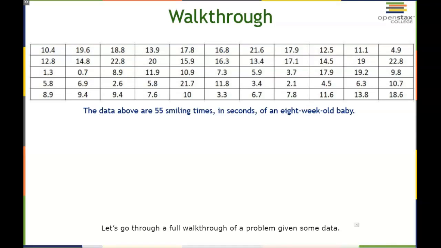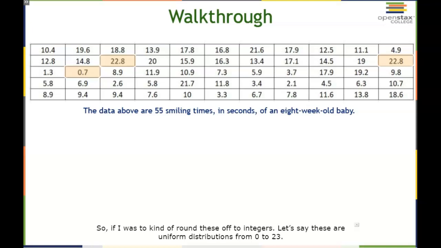Let's go through a full walkthrough of a problem given some data. The cool part about uniform distribution is we really just need our high value and our low value. So here we have 55 data points of smiling times for 8-week-old babies. And they range from a very low value of, I'm trying to find the lowest one in here, it looks like 0.7, all the way up to 22.8. Looks like 22.8 is our largest value.